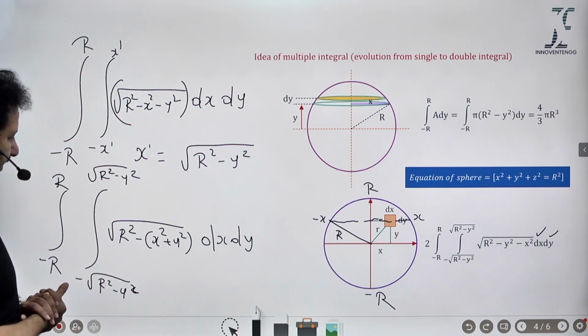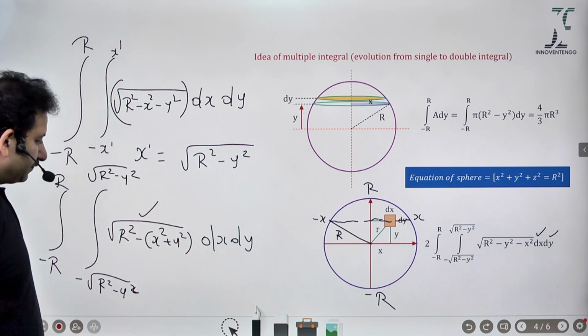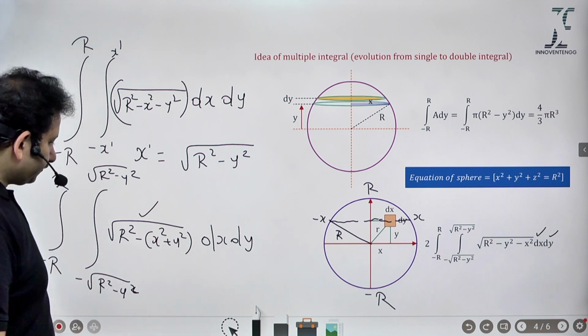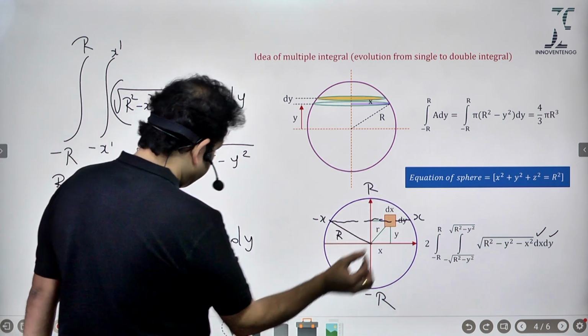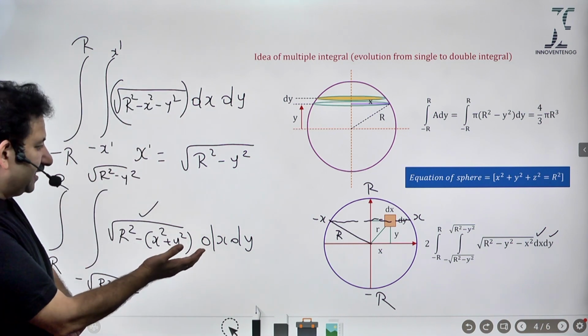Now we have formulated our double integral. What we did, we computed z, and that was pertaining to the spherical surface, right? For a given xy, for that sphere, what is your z coordinate? And that is what we were interested in. And you can see how it is formed.